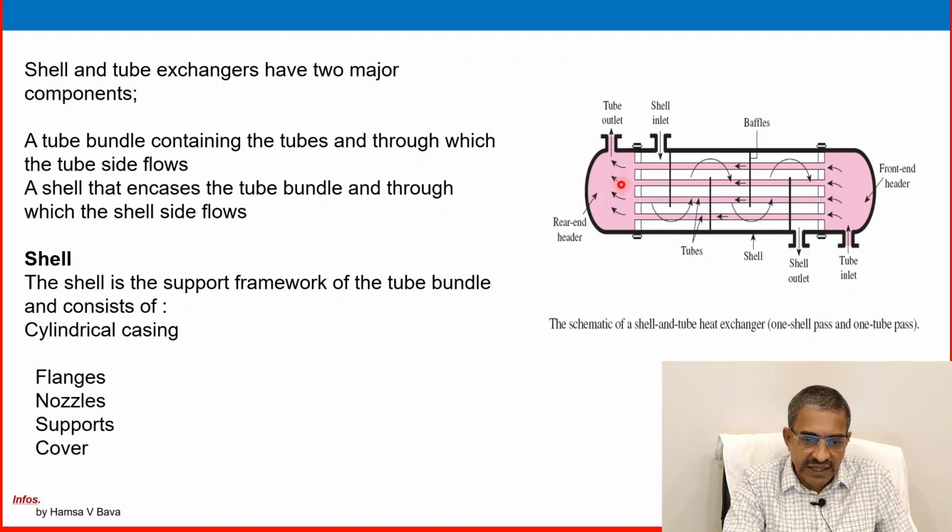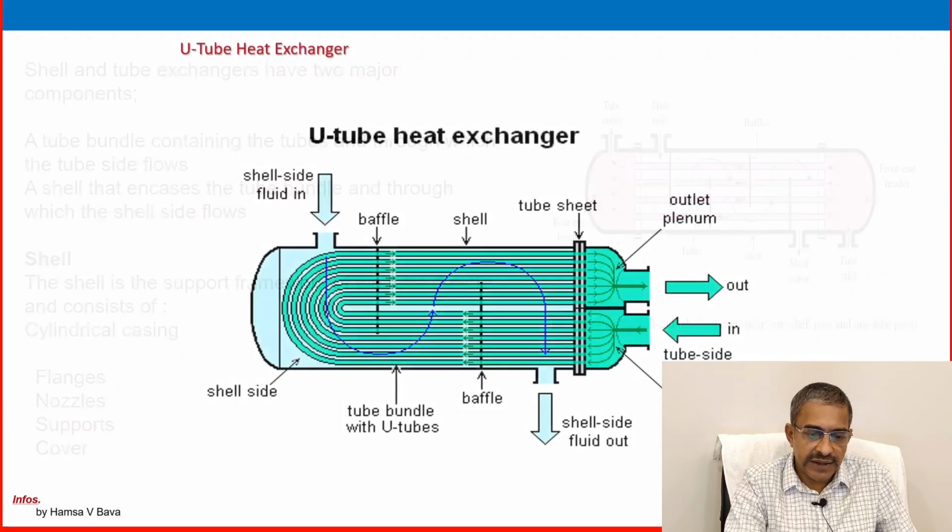And flanges are there, various flanges, to connect the inlet and outlet of the shell and tube flows. Then nozzles are there, these are the nozzles. Then a support system will be there, and a cover will be there. So these are the shell details.